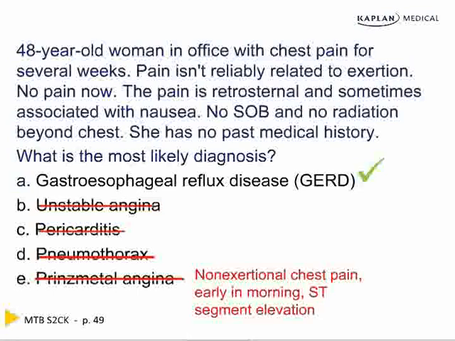So could it be Prinzmetal's? Yes, but reflux disease is roughly 1,000 times more common, and there are also no GI complaints with Prinzmetal's angina.